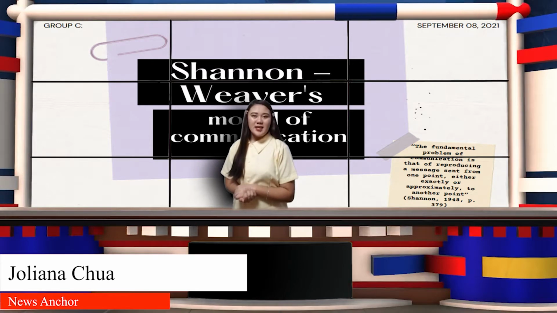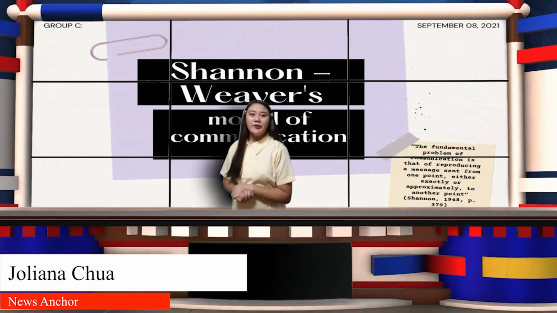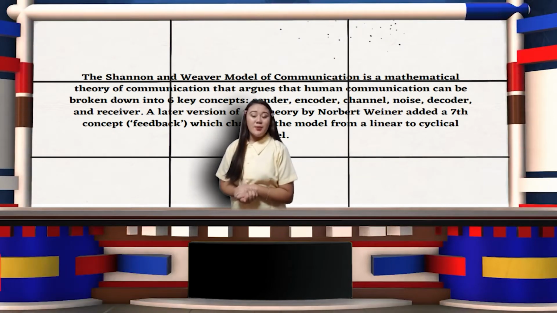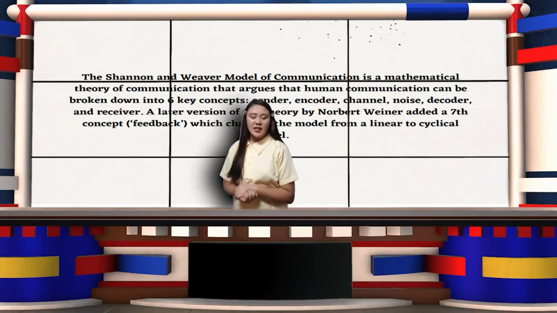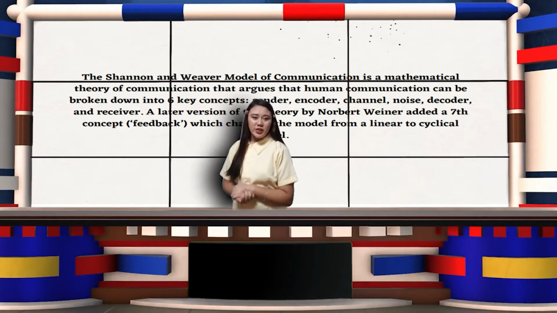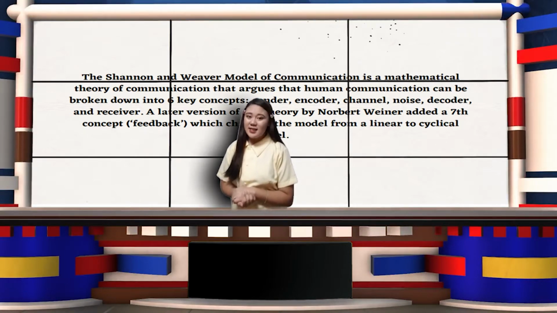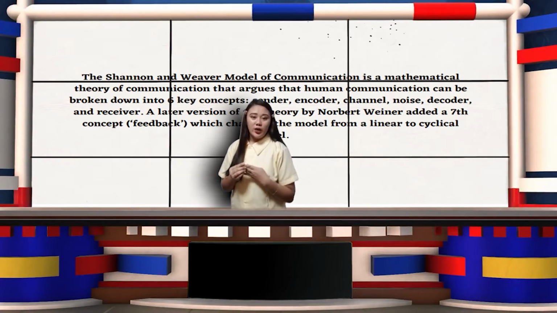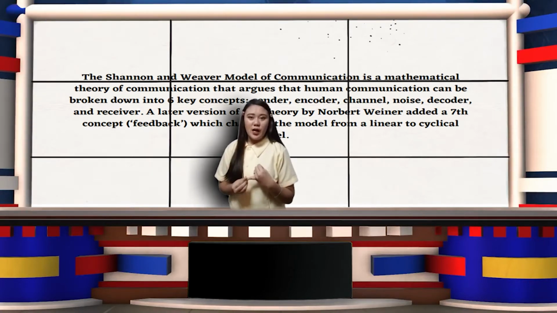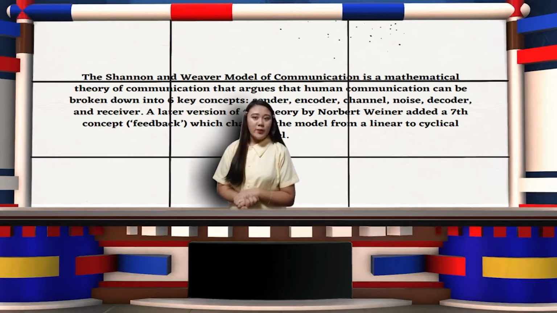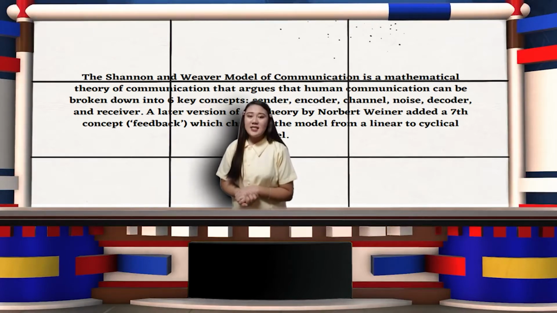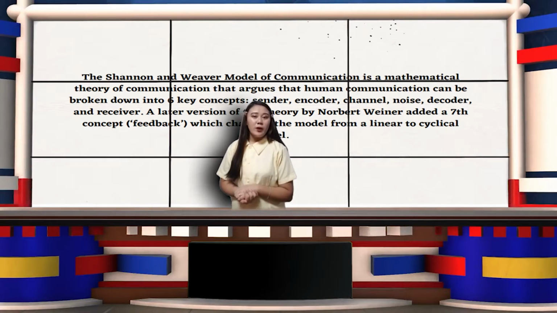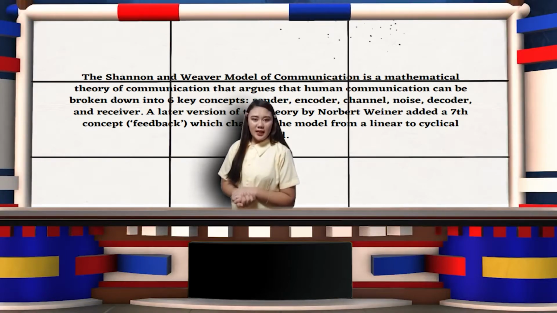We're going to discuss the Shannon-Weaver model of communication. The Shannon-Weaver model of communication is a mathematical theory of communication that argues that human communication can be broken down into 6 key concepts. First, sender, encoder, channel, noise, decoder, and the last is receiver. A later version of the theory by Norbert Wiener added a 7th concept, which is feedback, which changed the model from linear to cyclical.